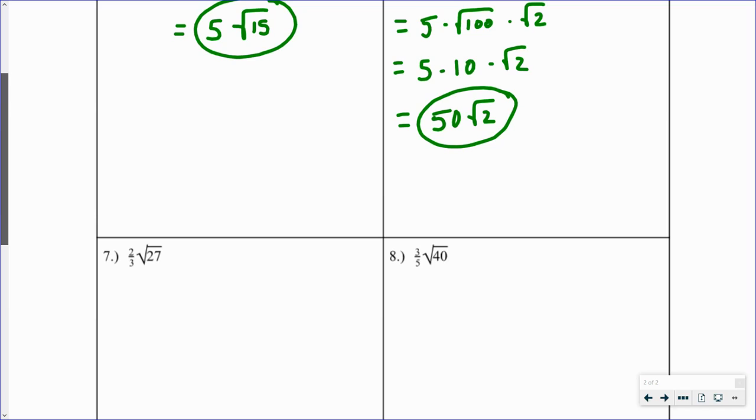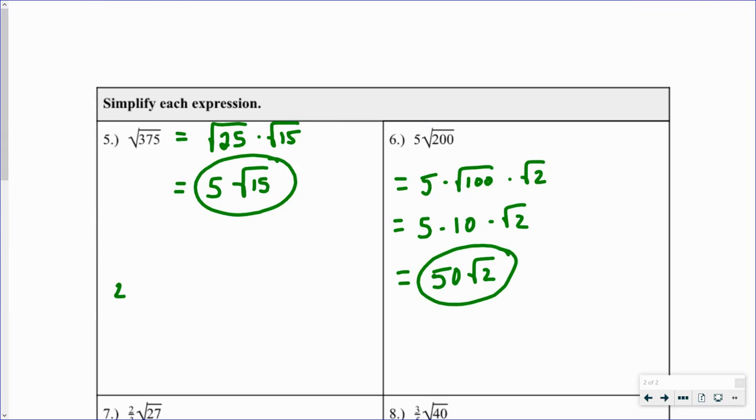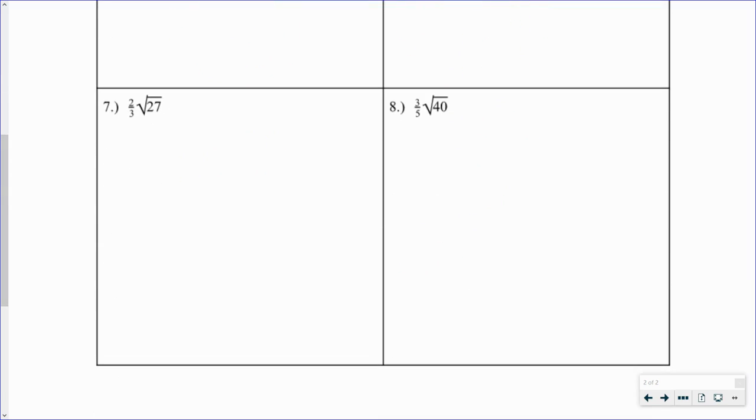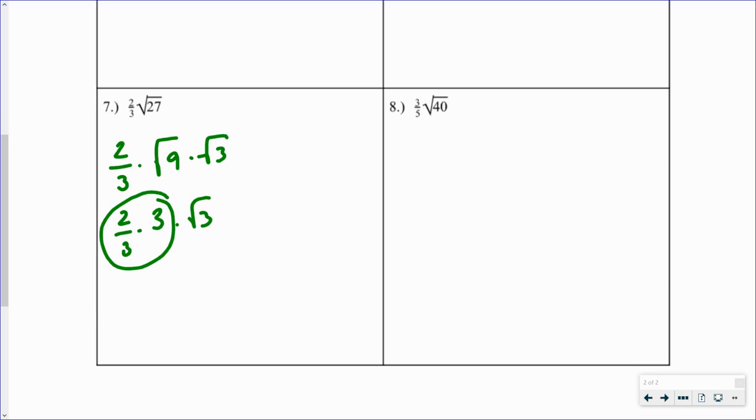Let's take a look at these last two examples. We have 2/3 times the square root of 27. So when I look at 27, 27 is divisible by 9, and 9 is a perfect square. So we have 2/3 times the square root of 9 times the square root of 3. Square root of 9 is 3, so we get 2/3 times 3 times the square root of 3. 2/3 times 3 is just 2. So this reduces down to 2 root 3.